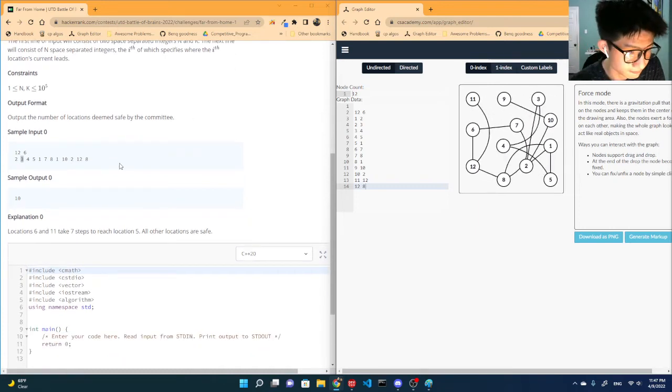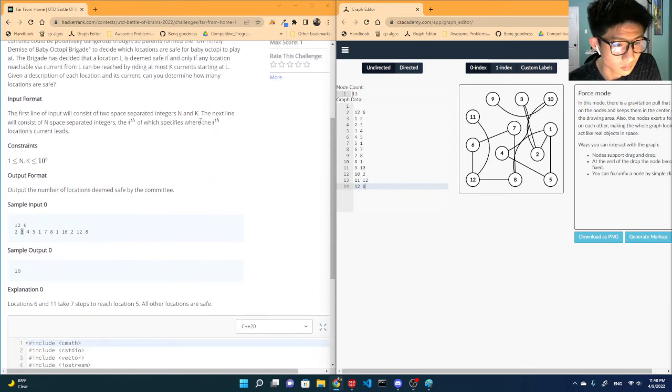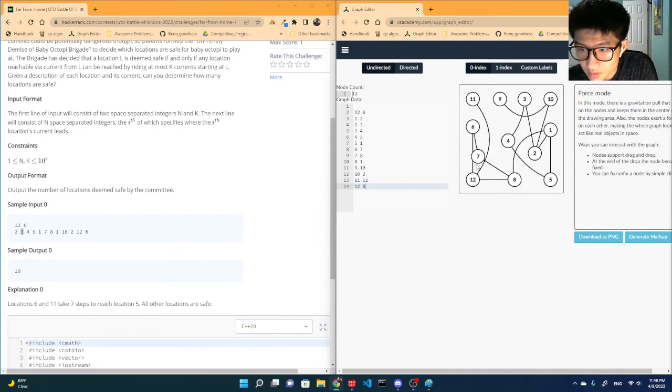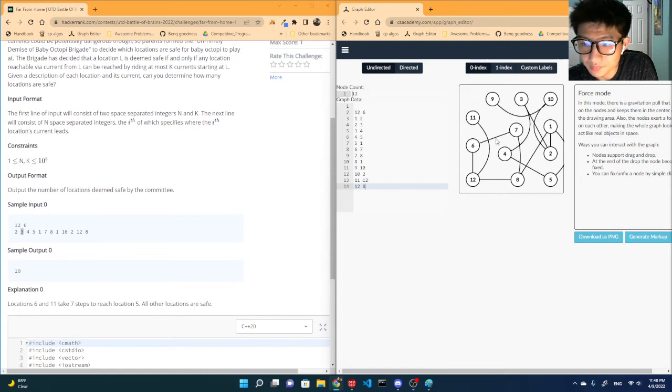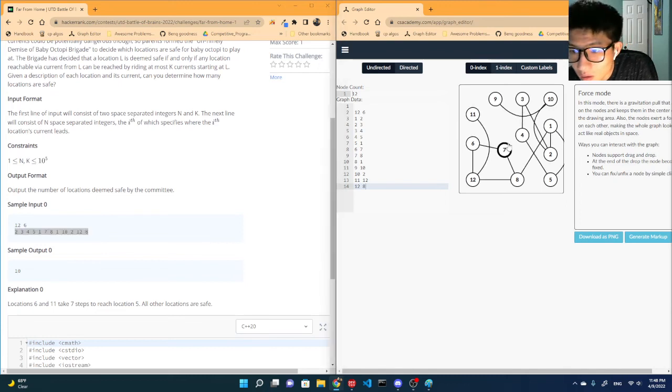Okay. Locations 6 and 11 take 7 steps to reach 5. All of the locations are safe. First things first, there will be cycles. Like 7, 6, and 8 will go in a cycle. We know this because each node has a place to go. It's greater than the tree, but it's fine. You don't need to know that.